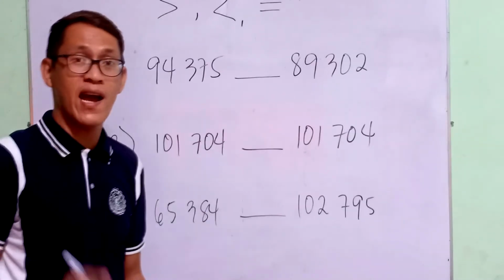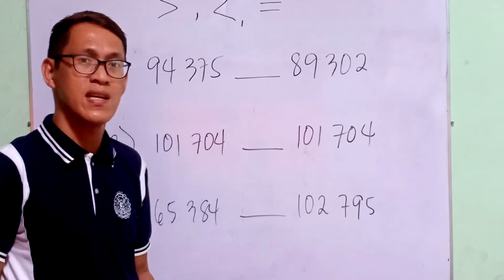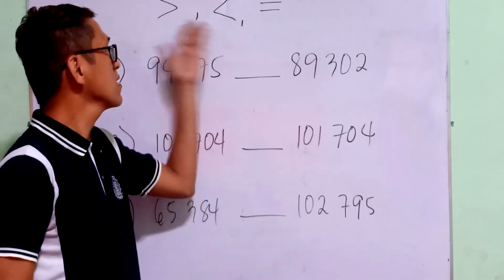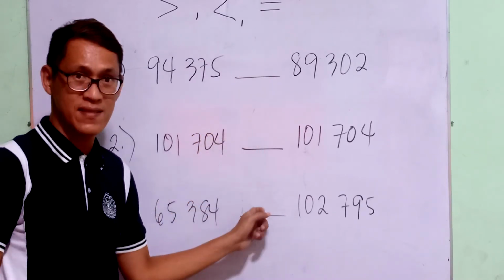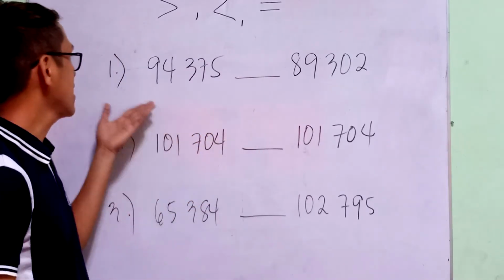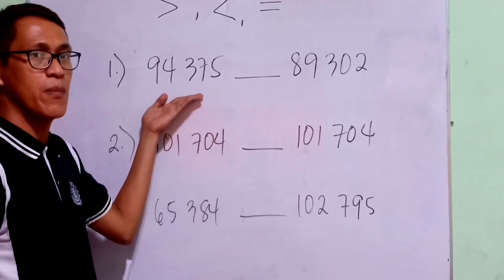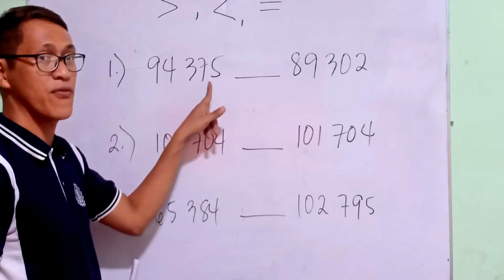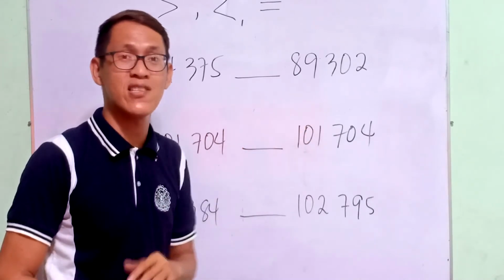Now let's deepen your understanding of comparing and ordering whole numbers. Let's have the first activity. Let's put the symbol greater than, less than, or equal to on the blank. Are you ready? Let's have number 1. Look at this number. How many digits are there? Let's count. 1, 2, 3, 4, 5. There are 5 digits. What about here? There are also 5 digits, right?